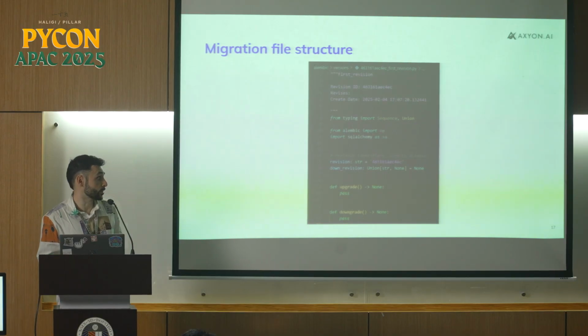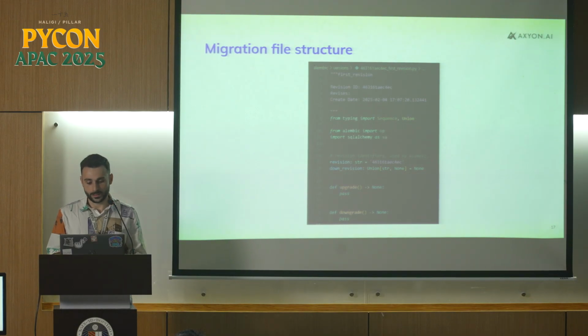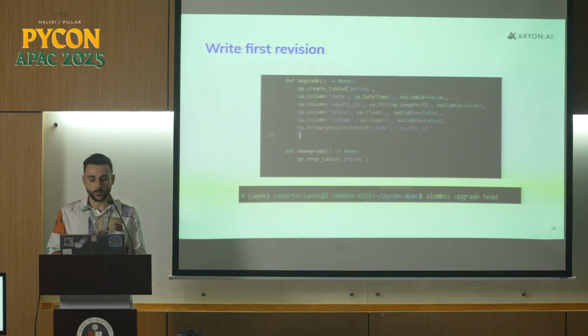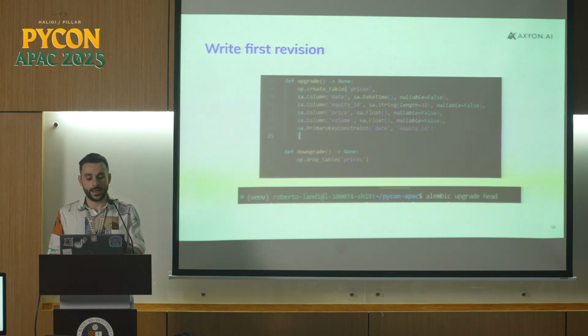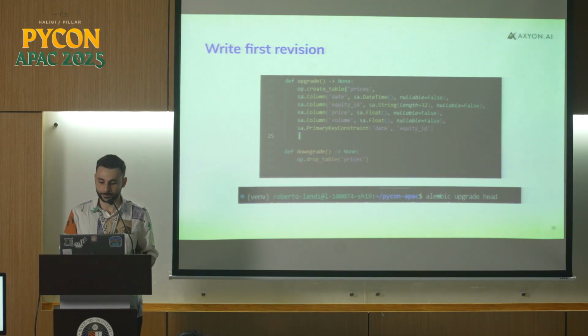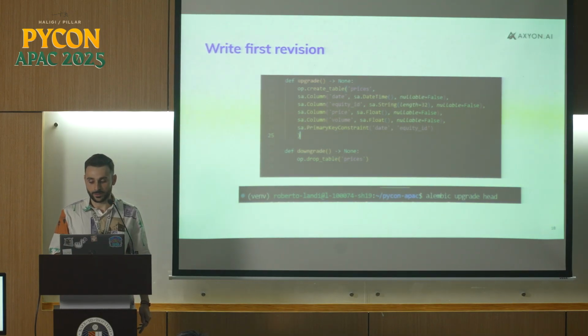And then we have the functions upgrade and downgrade, where we instruct Alembic about what to do when we need to run the migration. So if we take the example that we defined earlier, in the upgrade function, we create the table prices with the columns we talked about. And in the downgrade function, since there was no previous state in our database, we just drop the table prices.